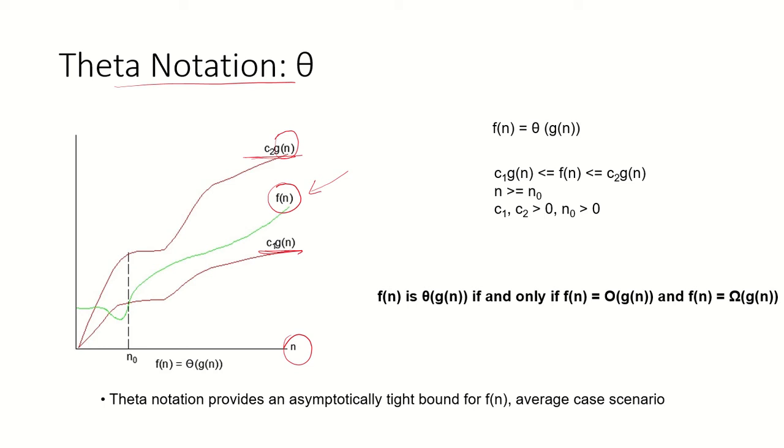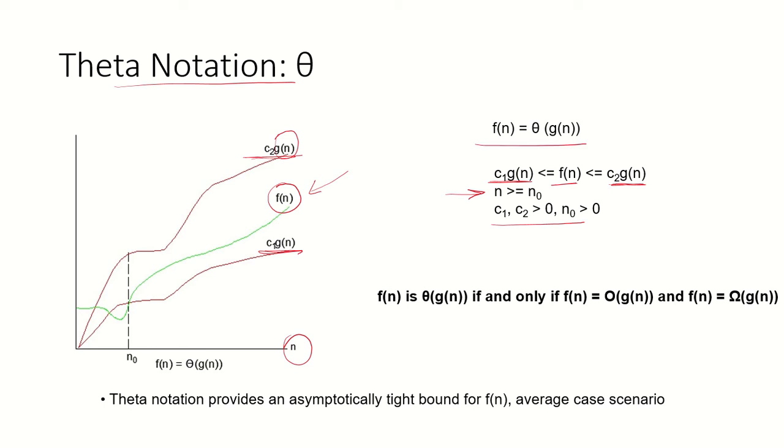So in case we can find an f(n) which is larger than c1 g(n) and less than c2 g(n) for some n which is greater than or equal to n naught, and c1, c2 and n naught are positive constants, then we say that f(n) is theta of g(n).